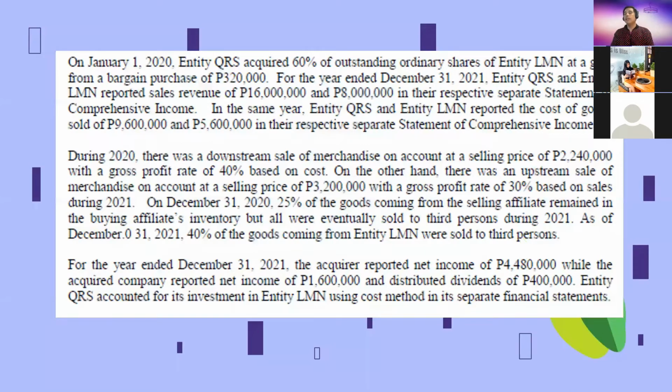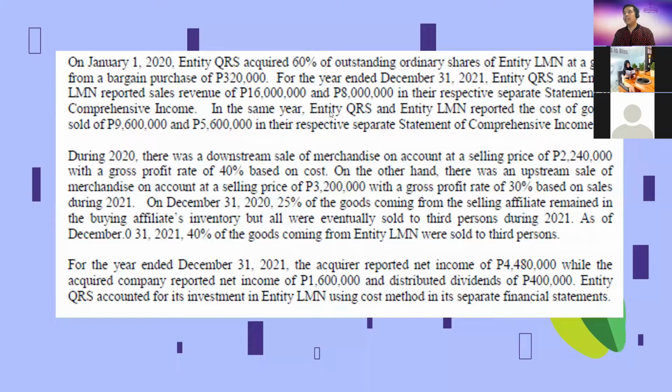Okay? Sige, let me read the problem. On January 1, 2020, entity QRS acquired 60% of the outstanding shares of entity LMN at a gain from a bargain purchase of 320,000. For the year ended December 31, 2021, take note class, the acquisition date was January 1, 2020. Pagdating dito, ang binanggit na is December 31, 2020. So year 2 na ito agad. Entity QRS and entity LMN reported sales revenue of 16 million and 8 million in their respective separate statement of comprehensive income. Kaya kailangan dito presence of mind. Imagine, ang minention sa first sentence is the acquisition. Pagdating ng second sentence, binibigay na yung result for year 2. So this is December 31, 2021.